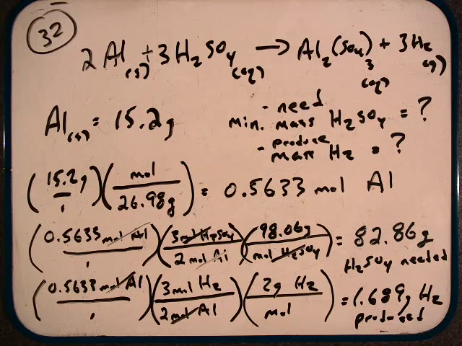So that's how we do it. We relate everything to moles. Once we get to moles of aluminum, we can relate moles of aluminum to sulfuric acid or hydrogen gas, and then use their molecular masses to get them into grams.